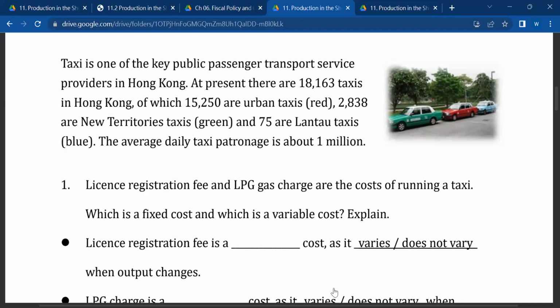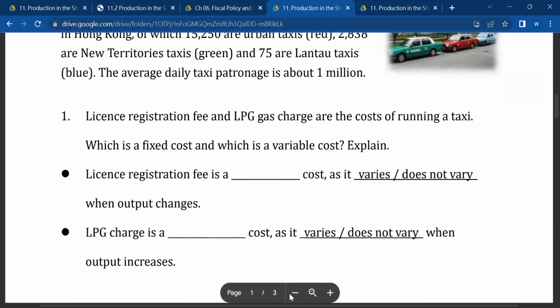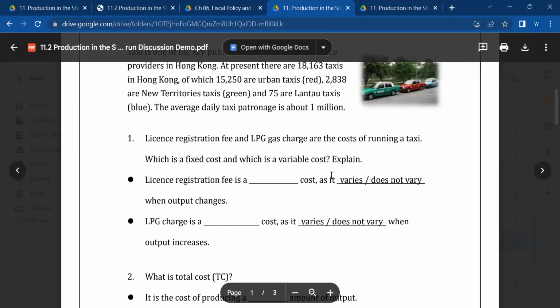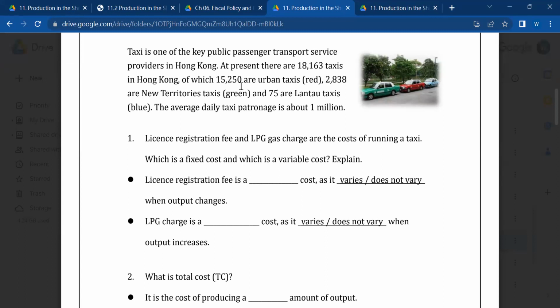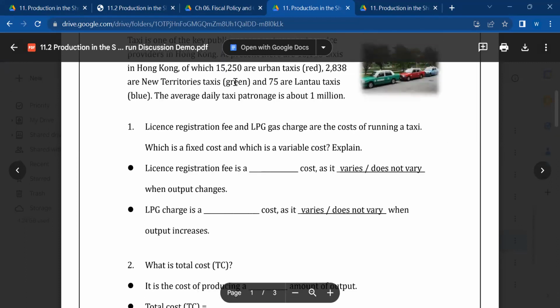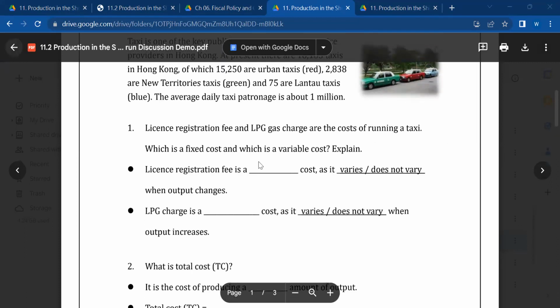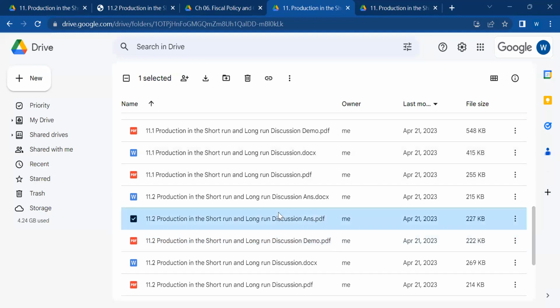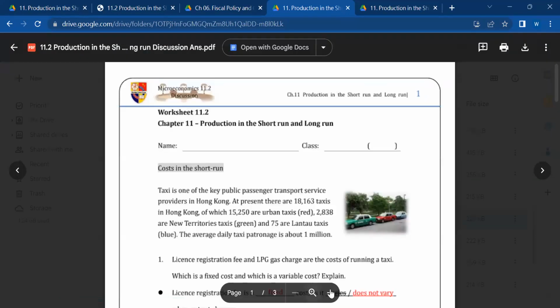Okay, so we will continue to do the remaining part of the 11.2 worksheet. Let's take out your 11.2 now. Are you ready? Okay, so let's answer questions together.